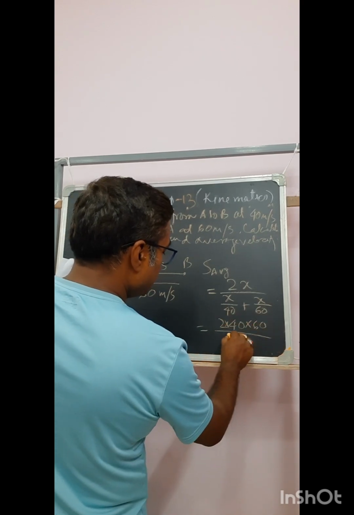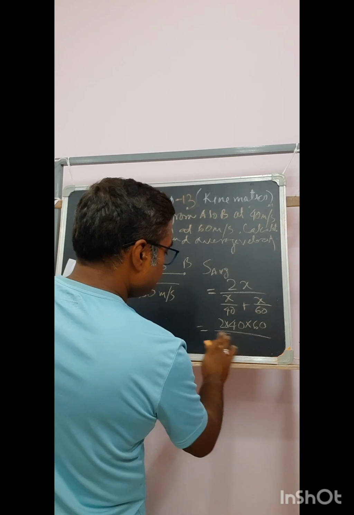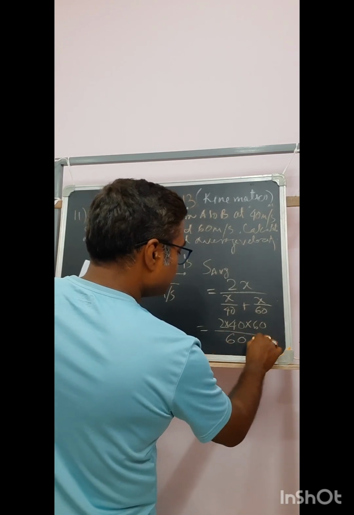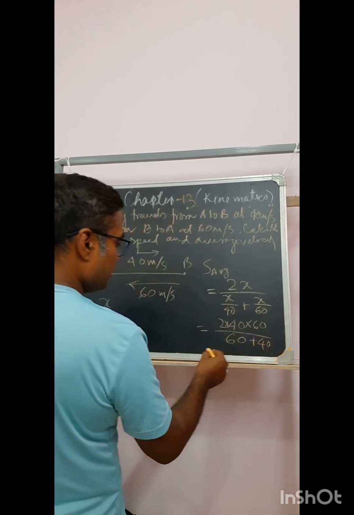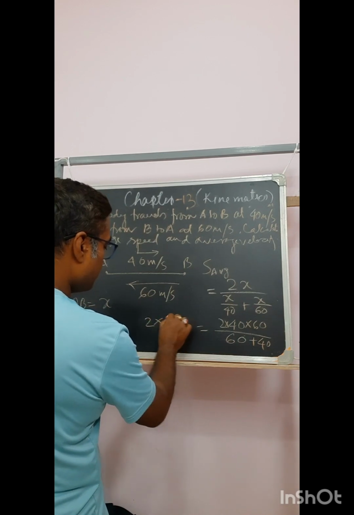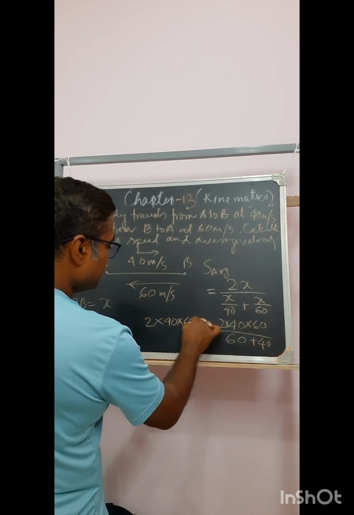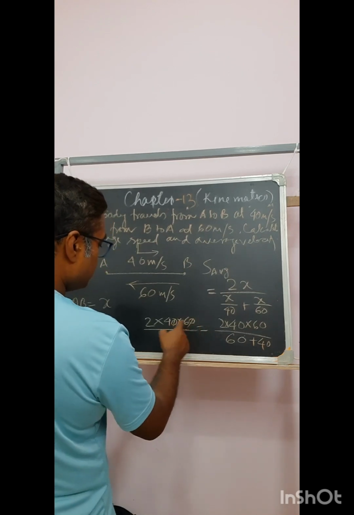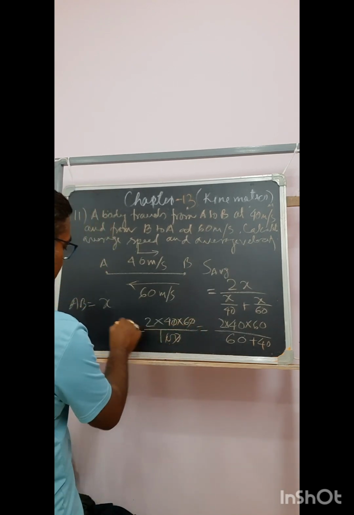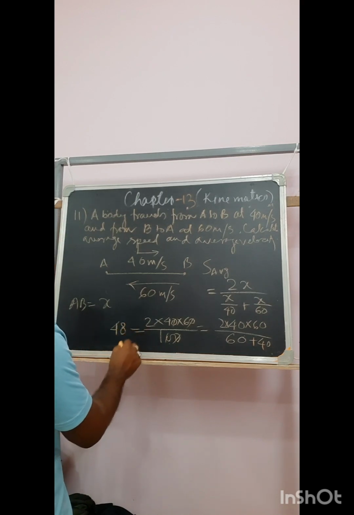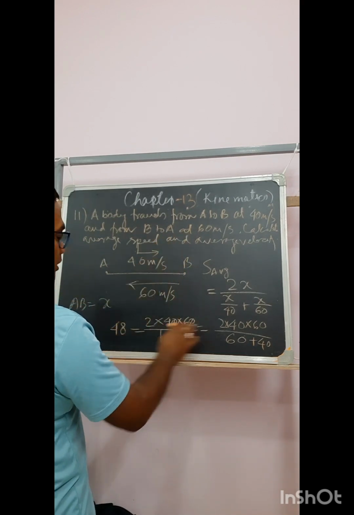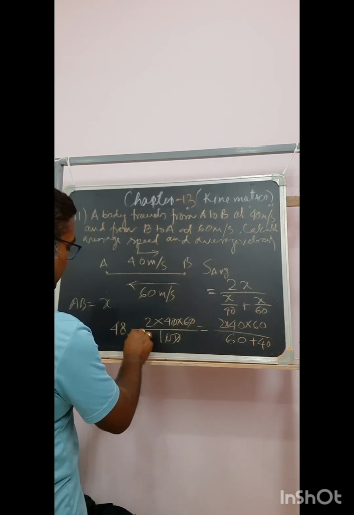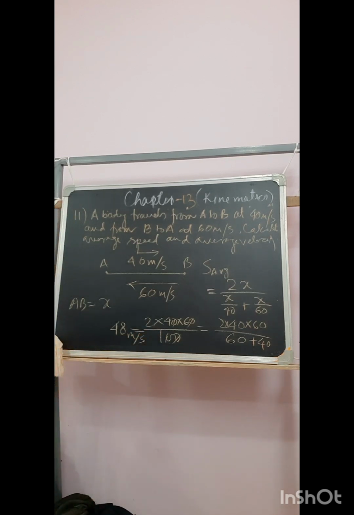2 into this, and this is 60 plus 40. So if you calculate it, it would come to 2 into 40 into 60 divided by 100. It will be 6 fours are 24, 48. So 48, and what we are calculating is the average. So that means the unit will be meters per second. So this will be the average speed.